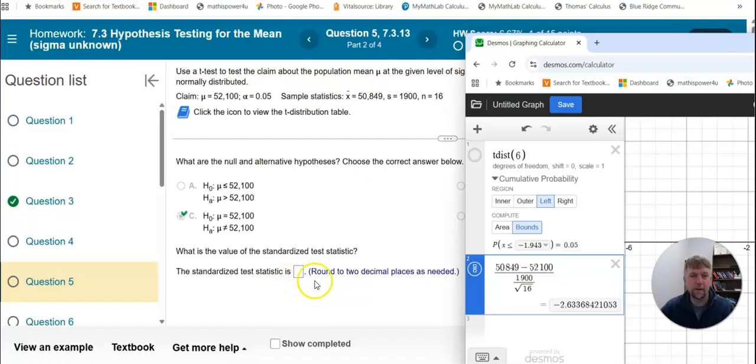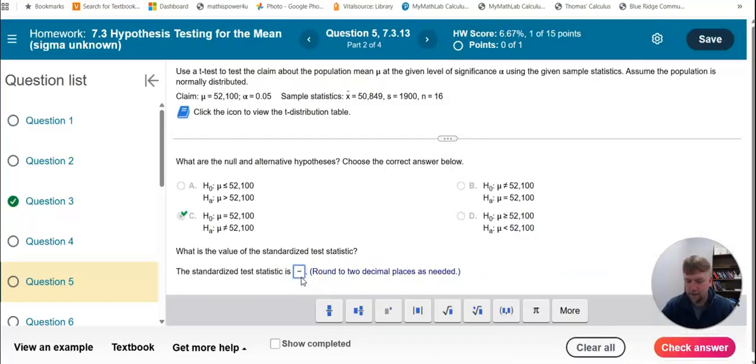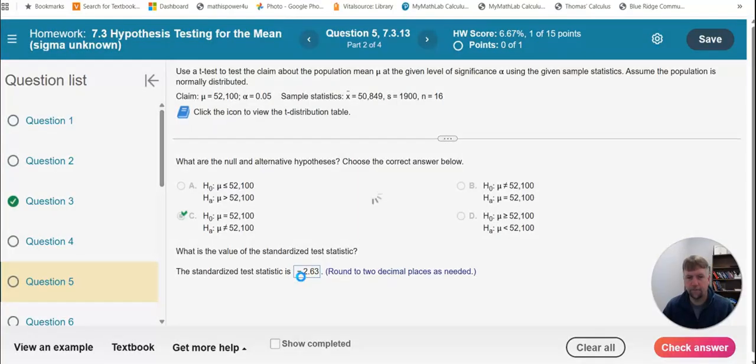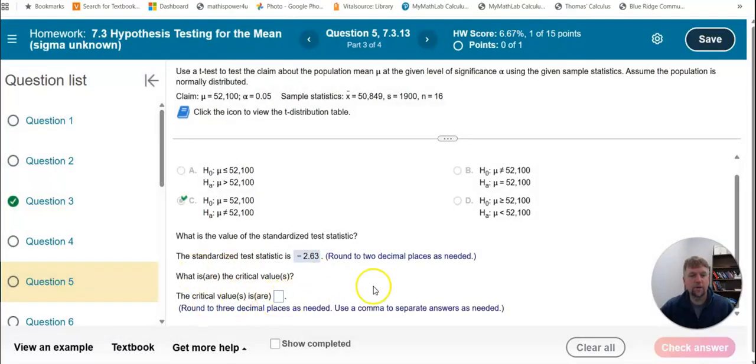We typically round this to 2 places because it's like a z-score, and the z-tables are rounded to 2 places. But it is technically a t-score, and sometimes they will have you round these to more than 2. So just be careful, just make sure to pay attention right here. So negative 2.63 is what I'm getting. Negative 2.63. All right, and then what are the critical values?